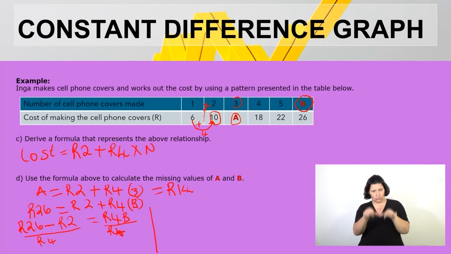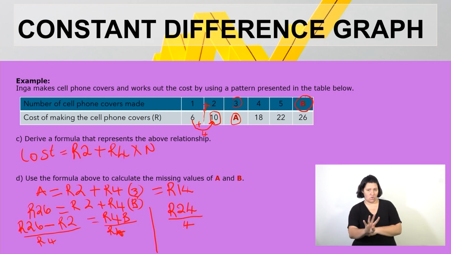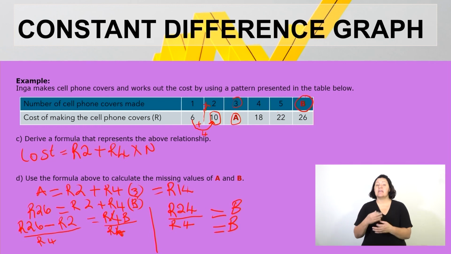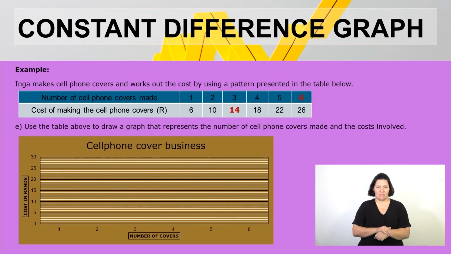I'm going to continue this side. So we say 26 Rand minus 2 Rand, it will give us 24 Rand. And then we divide this by 4 Rand. And on this side, these two are going to cancel one another. It will give us the value of B. 24 Rand divided by 4. We can see that the value of B is then 6, which is the number of cell phone covers.